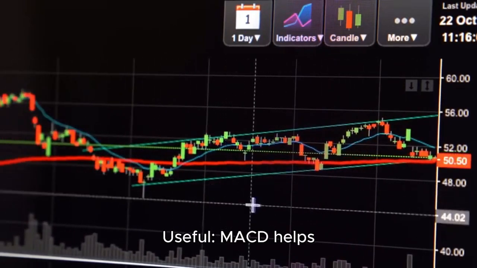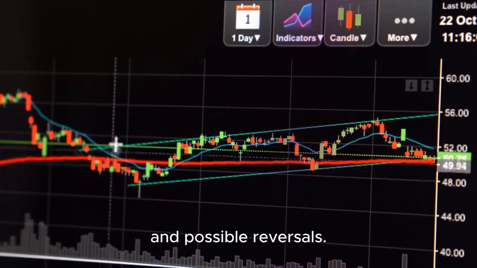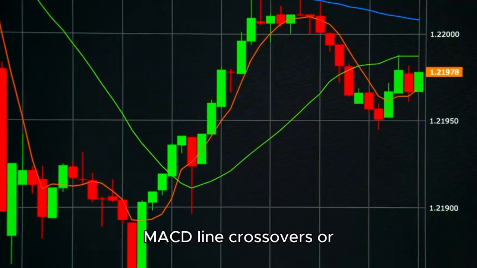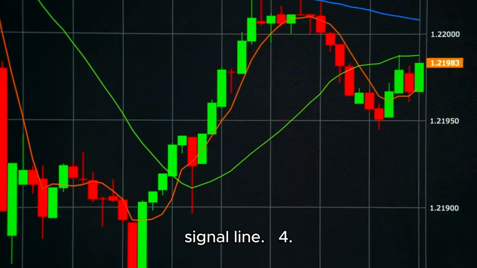3. MACD, moving average convergence divergence. Why it's useful: MACD helps identify trend direction, momentum, and possible reversals. How to use: watch for MACD line crossovers, or when the MACD line moves above or below the signal line.